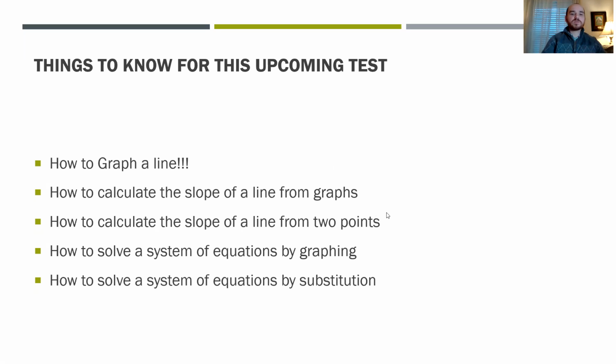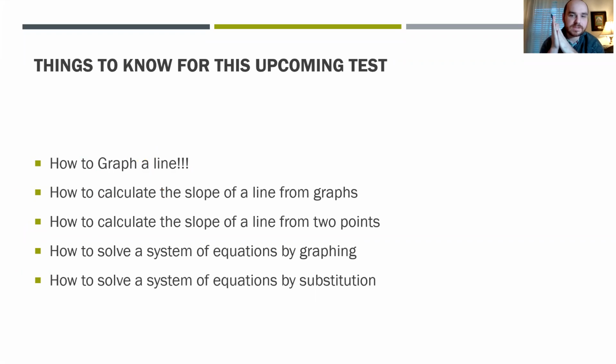So the things we want to know are how to graph a line. I put 3 exclamation marks by this because this is probably the most important thing. If you can't graph a line, then you're probably going to struggle with this, you're probably going to struggle with this, and you're definitely going to struggle with this. So graphing a line is the most important skill to have for this upcoming quiz. If you still don't know how to do that, you need to stay after class today and get some practice and help with it, because that's going to be the most important thing.